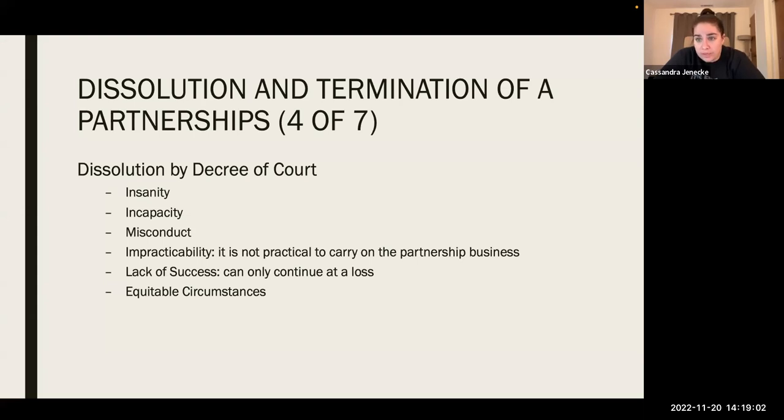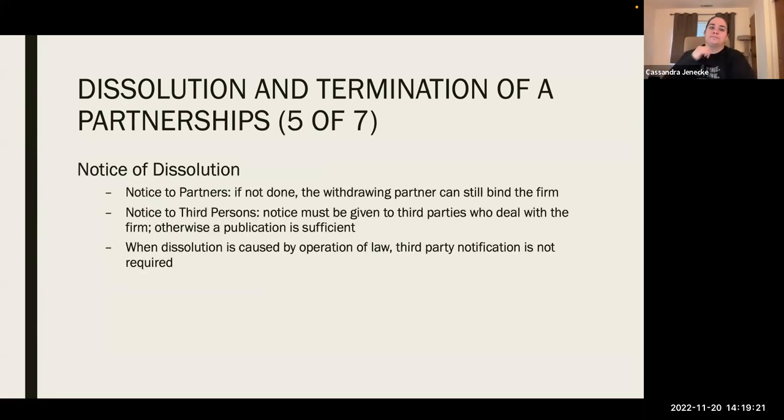And then sometimes there may just be circumstances that require it. The concept of equity is one that we talked about, right? It comes from way back in our English background, right? Courts of equity. But if it's just the fair thing to do because people can't agree or you can't get anything done, then equitable circumstances is another reason why the court may decree dissolution.